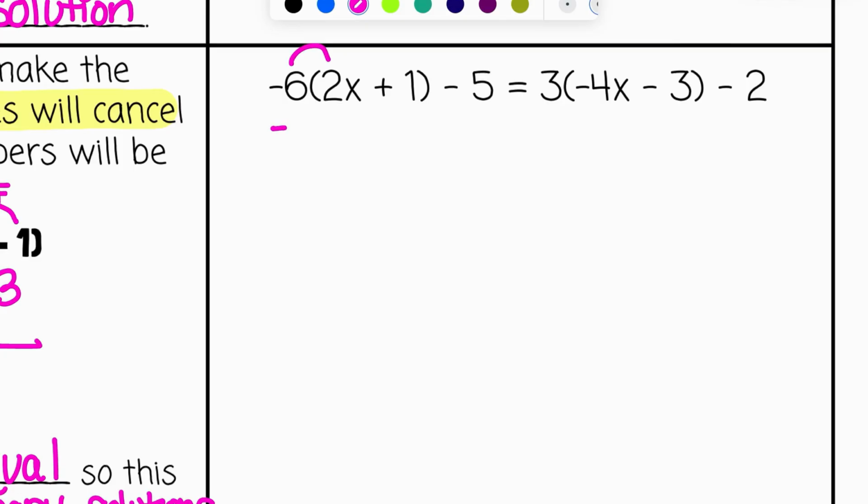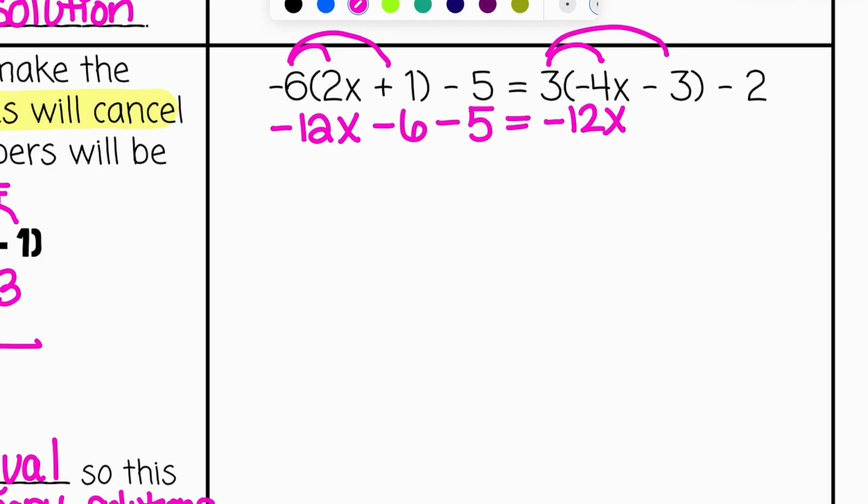All right, let's check your work. So let's do distributive property first. We've got negative 6 times 2x, negative 12x, negative 6 times positive 1, which is negative 6. Then just write down the negative 5. Okay, that takes care of the left side. On the right side, we've got 3 times negative 4x, negative 12x, and then 3 times negative 3 is negative 9, and then just bring down that negative 2.